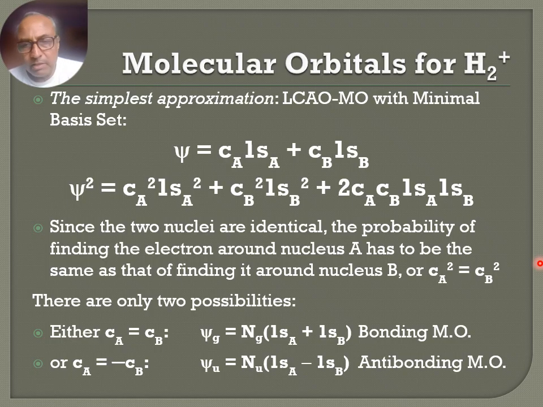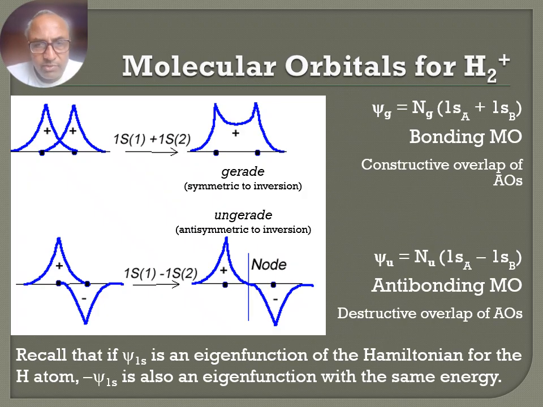The bonding molecular orbital is called the Gerade molecular orbital, since it is symmetric to inversion, and the anti-bonding molecular orbital is called ungerade, since it is antisymmetric to inversion. Ng and Nu are the normalization constants. So here we see the Gerade molecular orbital 1sa plus 1sb, and here we see the ungerade molecular orbital 1sa minus 1sb.